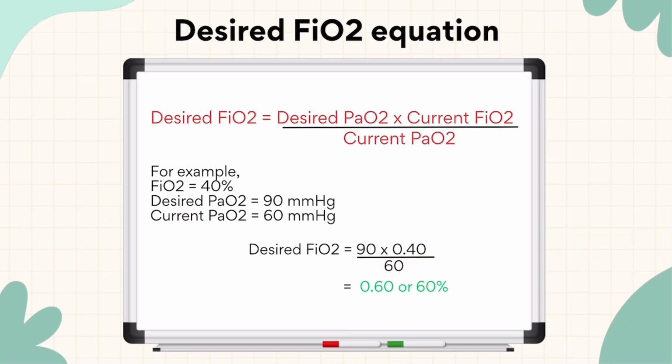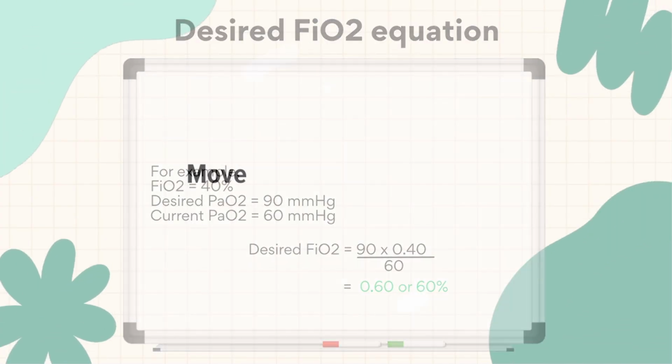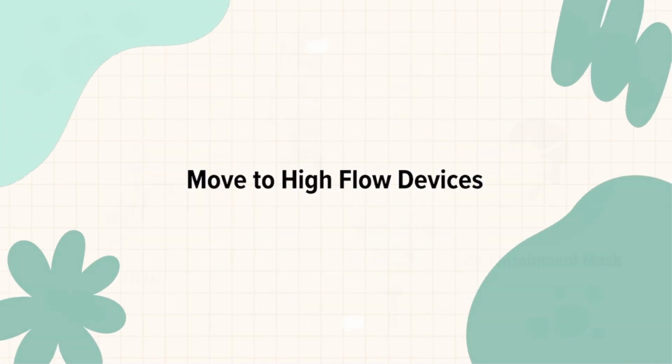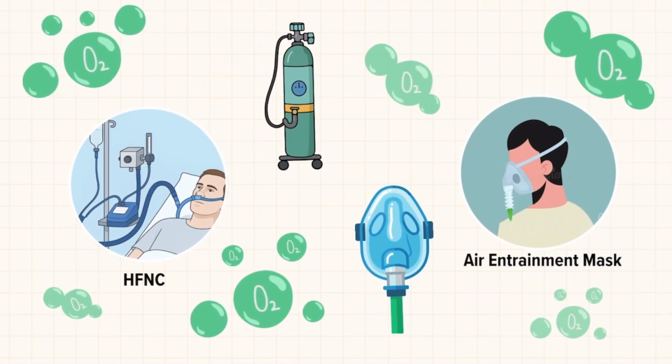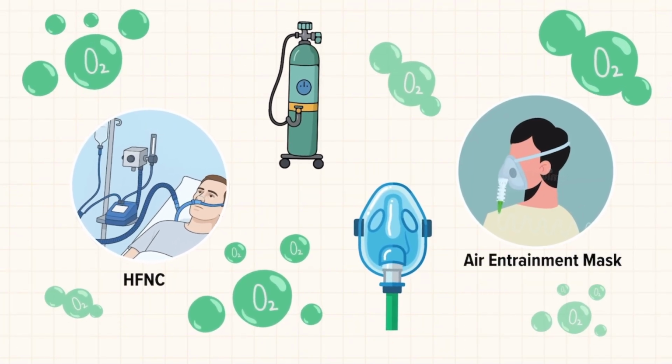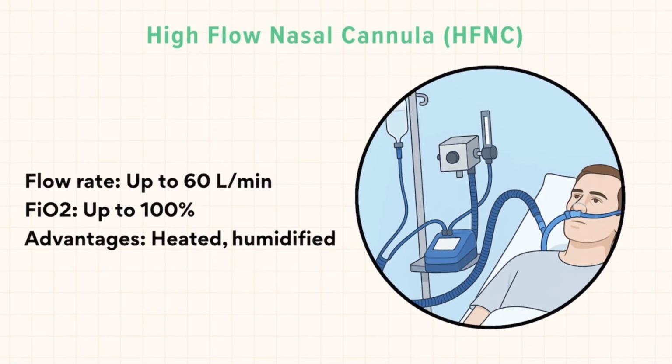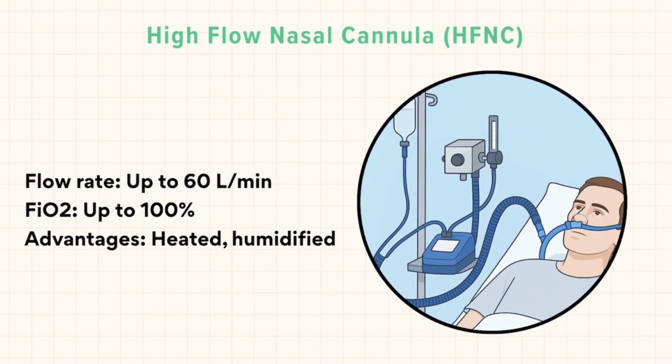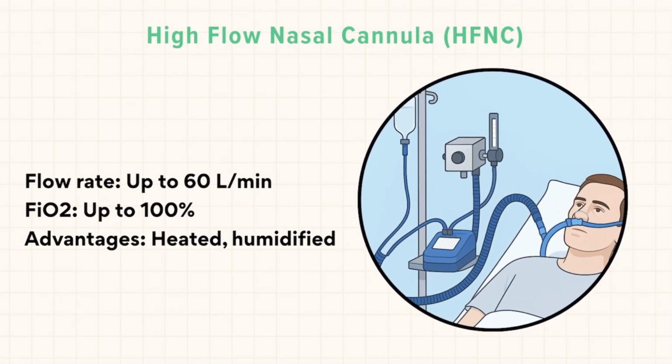To use that, we'll try to fix the PaO2. Depending on how much FiO2 you may need to overcome the correction, you might use a high flow device that will give you a more accurate FiO2 compared to a low flow device. If low flow devices do not work, we move on to high flow devices. Some high flow devices include a high flow nasal cannula and an air entrainment mask. But most commonly used in the hospital are high flow nasal cannulas because of their ability to be heated and humidified.